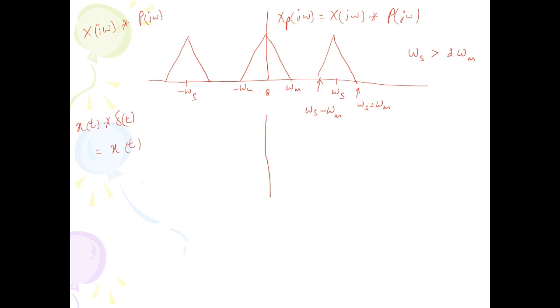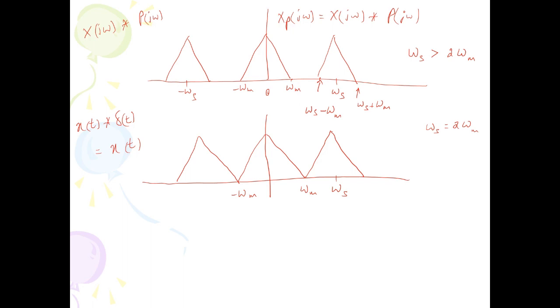Now let us consider a special case. Suppose omega s is equal to twice omega m, what happens to the spectrum? If the sampling frequency is selected such that its value is just twice the maximum frequency component, then we have this is omega m and this is omega s, this is minus omega m and this is minus omega s, and this will be omega s plus omega m, and this will be minus omega s minus omega m. If omega s equals twice the maximum frequency component, these two spectra will touch each other.